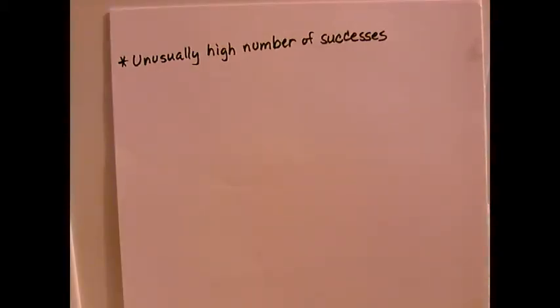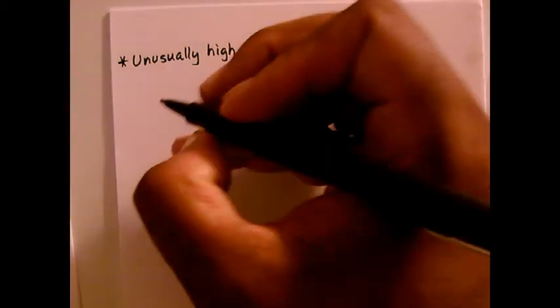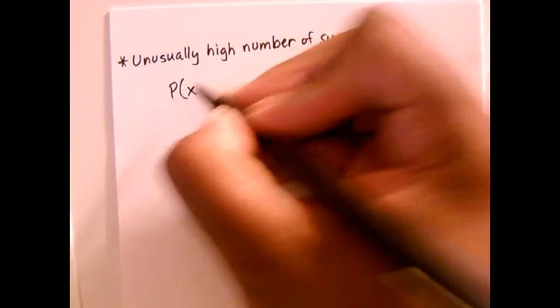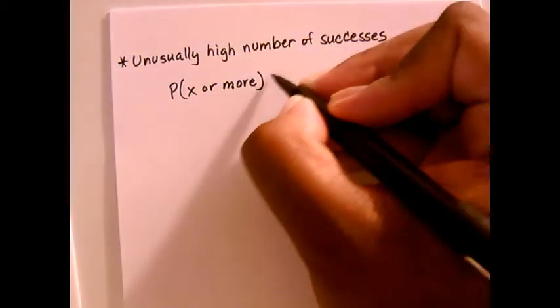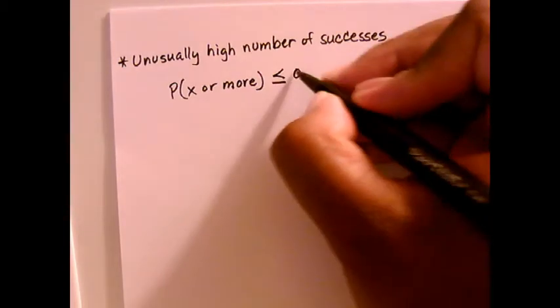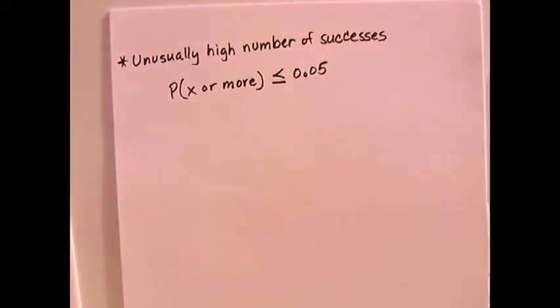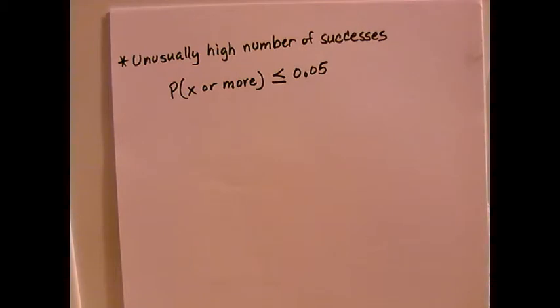If you have X successes among N trials, that's going to be an unusually high number of successes if the probability of X or more successes is unlikely, with a probability of 0.05 or less. So in other words, if you have a probability of X or more, and that probability value is less than 0.05, then you have an unusually high number of successes.